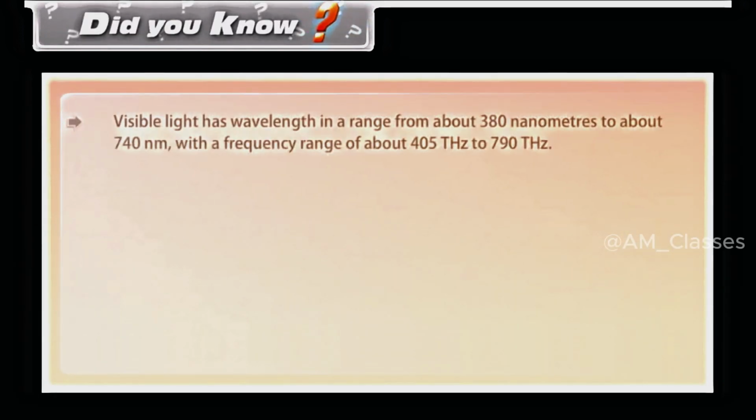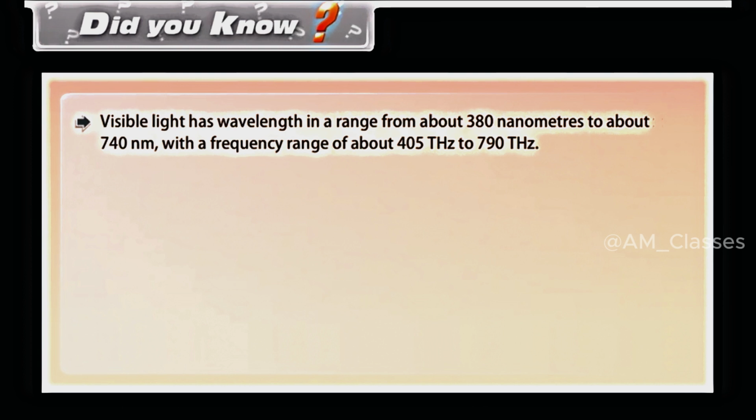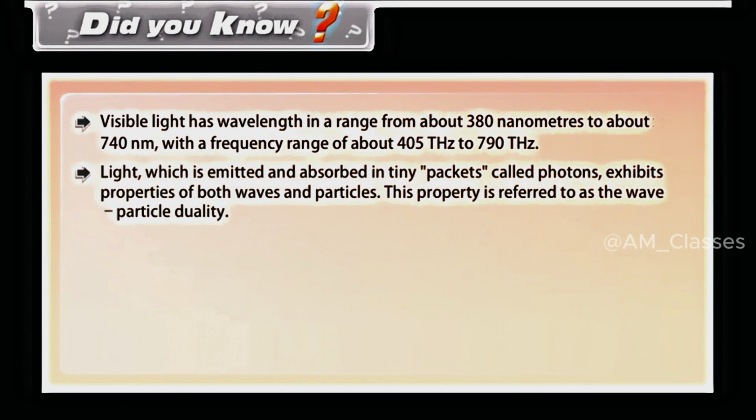Did you know visible light has wavelength in a range from about 380 nanometers to about 740 nanometers with a frequency range of about 405 terahertz to 790 terahertz. Light, which is emitted and absorbed in tiny packets called photons, exhibits properties of both waves and particles. This property is referred to as the wave-particle duality.